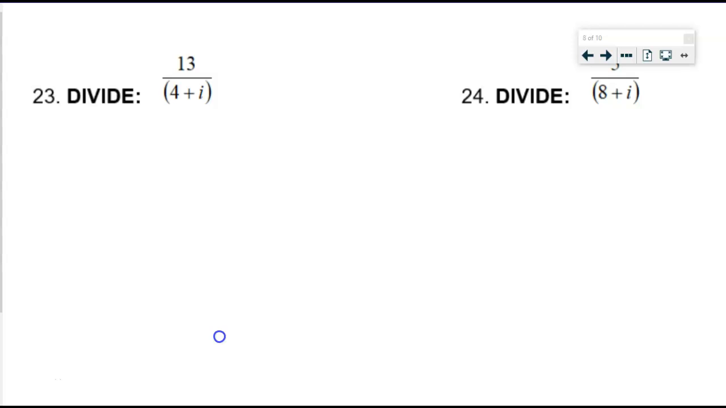Now 23, that's a good time, division. In order to divide by a complex number, you need to use the complex conjugate.